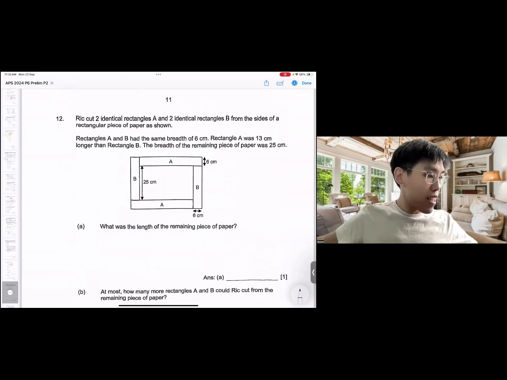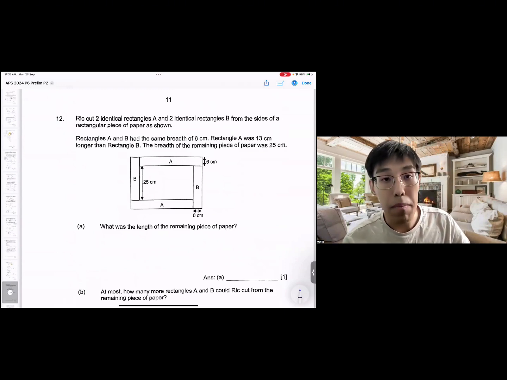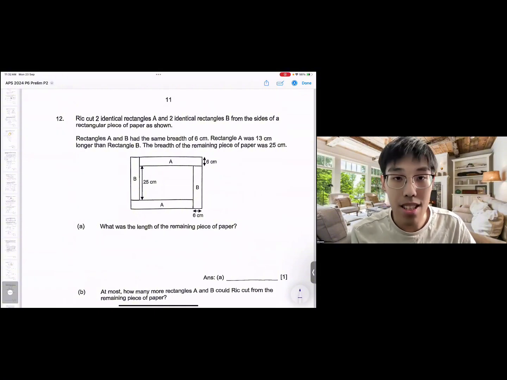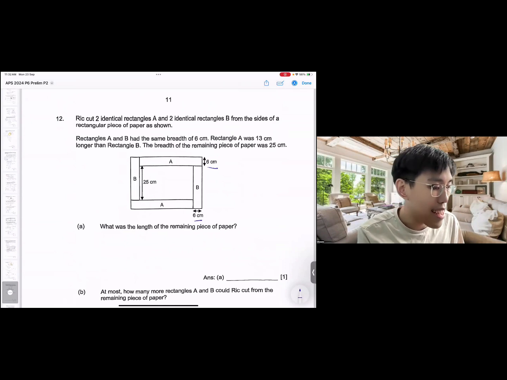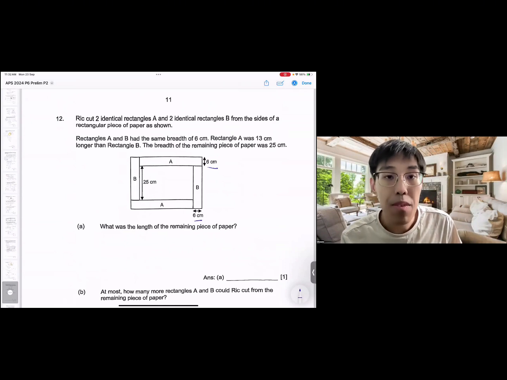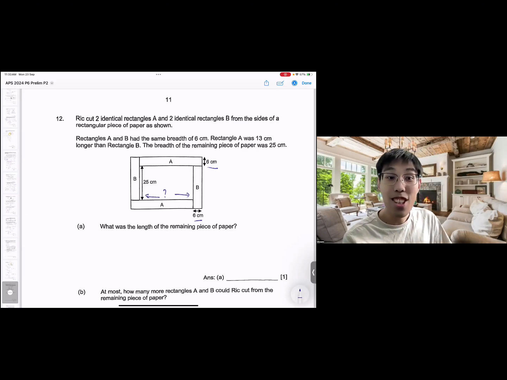Two identical rectangles A and two identical rectangles B form a side of rectangular paper. A and B have the same breadth of 6. Okay, they also show it in the diagram here already. A is 13 cm longer than B. The breadth of the remaining piece is 25. What's the length of the remaining piece? Interesting, this kind of question.